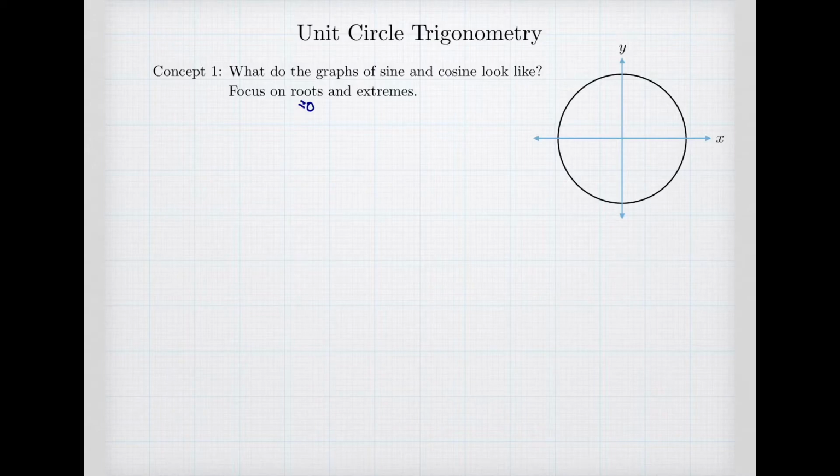Because I'm on the unit circle with a radius of 1, the extreme values are going to be plus and minus 1. So we're going to focus on our circle: what gives me a y value or an x value that is equal to 0, plus or minus 1.